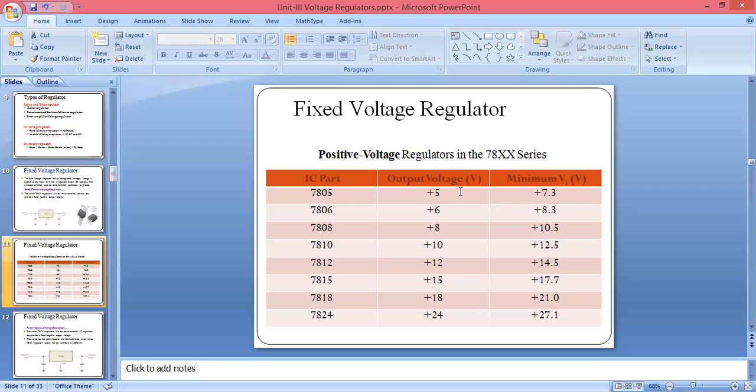So here both 78XX and 79XX will have 3 pins, and 3 pins means what? We are saying one number pin is used for input, 2 number pin will be reserved for ground, and 3 number pin will be used to collect the output from that voltage regulator. If there is 78XX series, it will give positive voltage, and if there is 79XX series, it will give negative voltage.